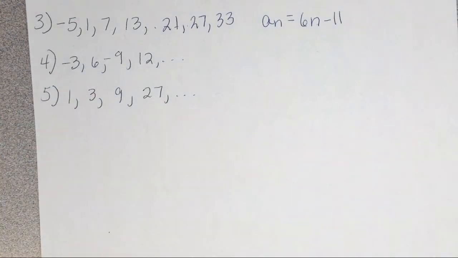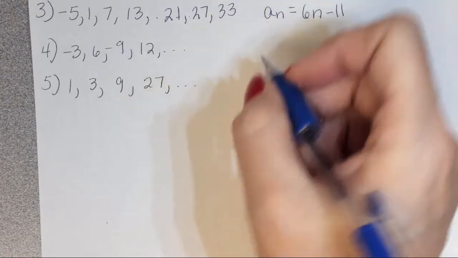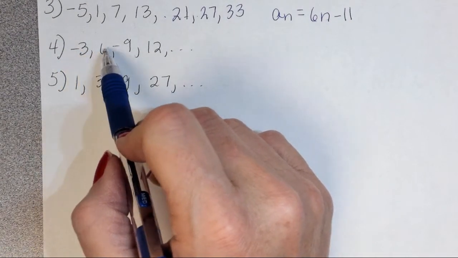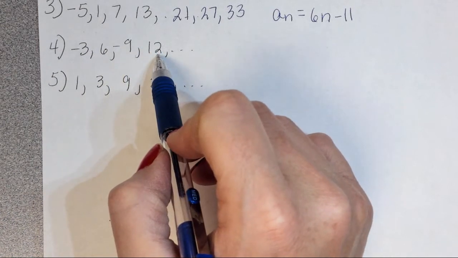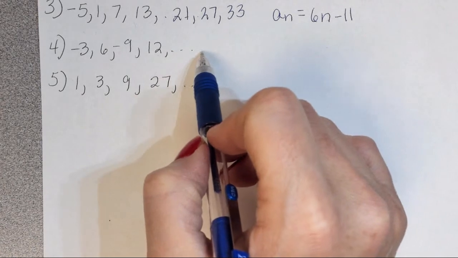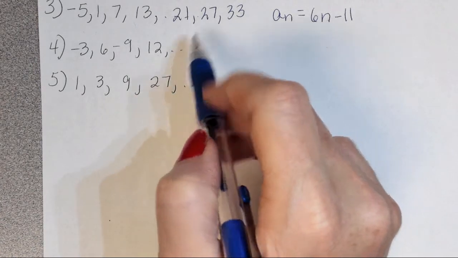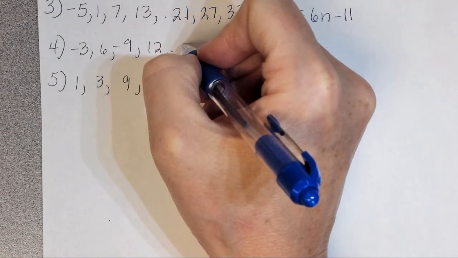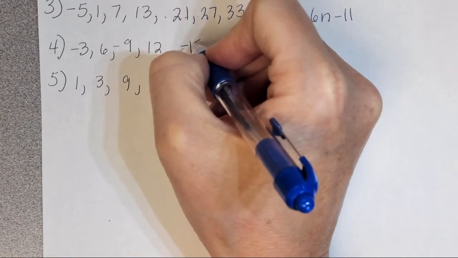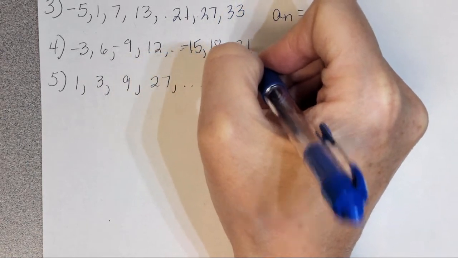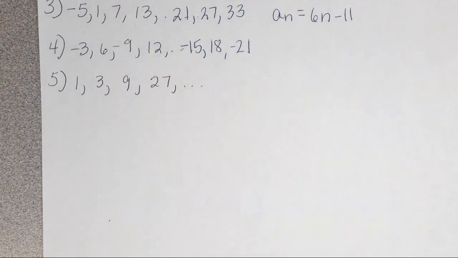Number 4, let's see who's up. Henry, what do you have? Well, ignore the negative and positives. It's going 3, 6, 9, 12. I just want to know the next three terms, first of all. Okay, but what about the signs? So negative 15, positive 18, and negative 21. Good. All right, so those are the next three terms.